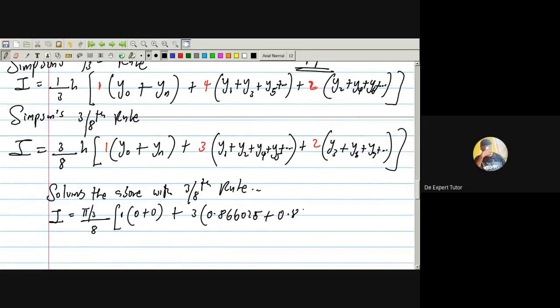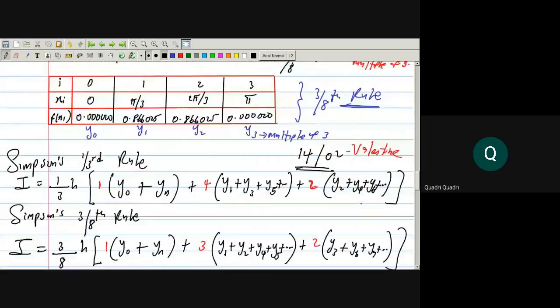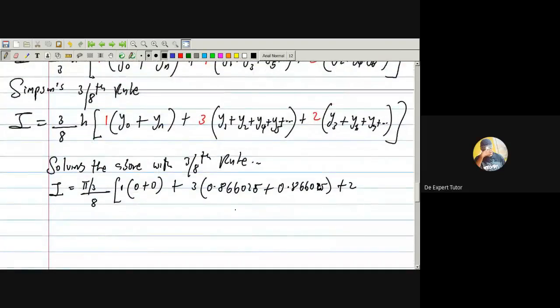0.866025. What else again? Is that all? That's all. Then plus y2. There is no other term that's a multiple of 3. Yes, that's y3. Nothing, nothing, 2 times everything is 0, 0, 0. We don't have them again. Let's go.